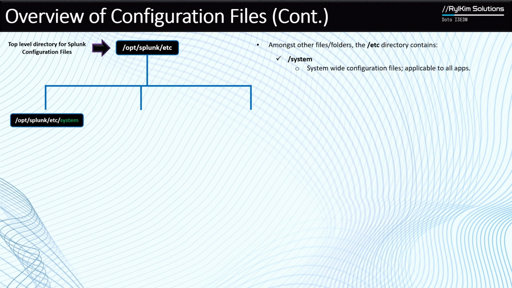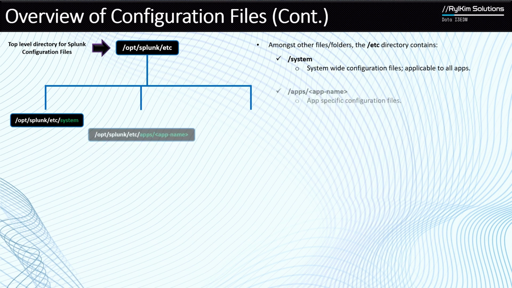When you go into etc/system, this is where system-wide configuration files are placed. These are files that are applicable to all applications. Remember, we said that when you have your instance of Splunk, you can install different apps. There are other apps that come by default, and you can create your own apps. All those apps are going to be part of your instance. But if you have any configurations that are going to be the same across all those apps, then those configurations are going to be under the system folder.